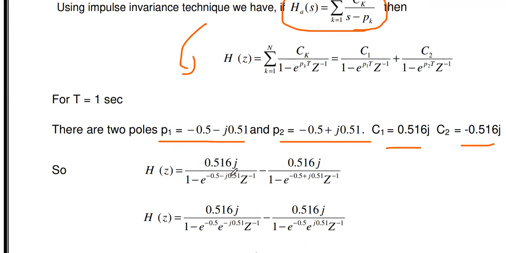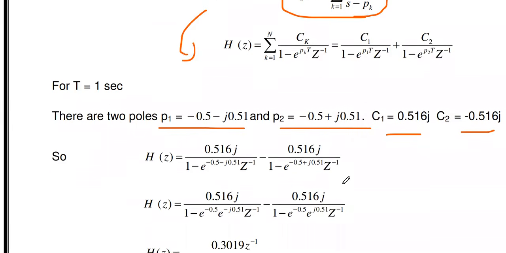Minus 0.5 minus j 0.51 into T, where T is 1, into z inverse. Okay. Similarly, plus C2. What is C2? Minus 0.516 j by 1 minus e power minus 0.5 plus j 0.51 into z inverse.